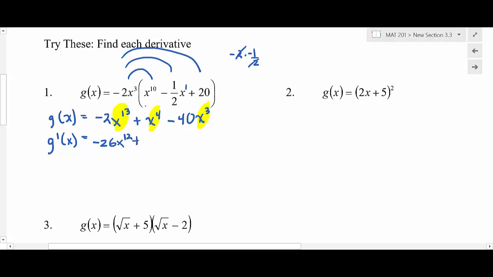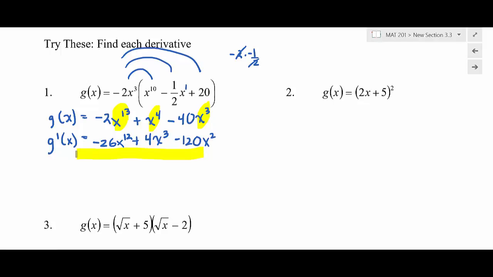Same thing with this. The 4 comes down in front. That would be 4x to the 3rd. Bring the 3 down, multiply it by 40 to get negative 120 x to the 2nd. Okay, so most of these problems like this you'll be able to do in your head. So that's your derivative. Okay, that's using the power rule and the different rules that we learned last week. Okay, everybody follow that pretty good?